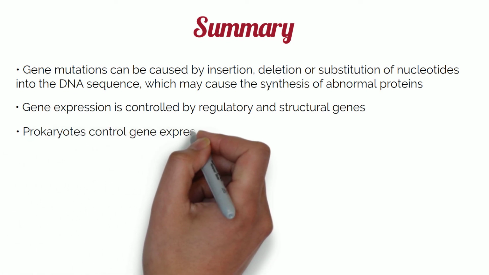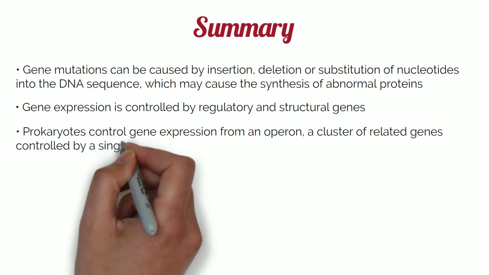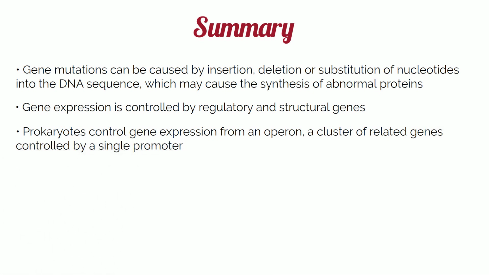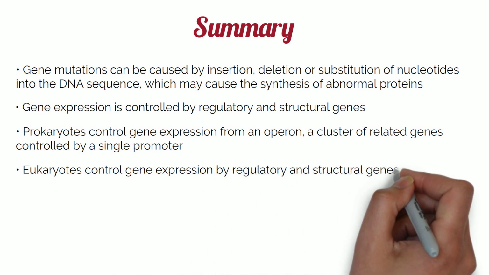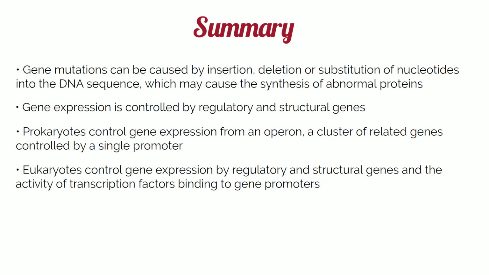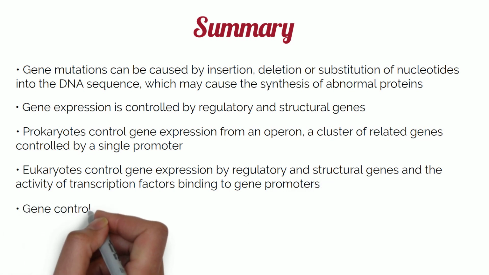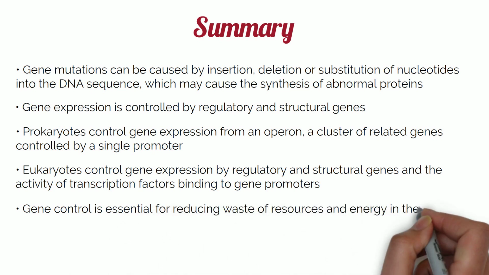Prokaryotes control gene expression from an operon, a cluster of related genes controlled by a single promoter. Eukaryotes control gene expression by regulatory and structural genes and the activity of transcription factors binding to gene promoters. Gene control is essential for reducing waste of resources and energy in the cell.